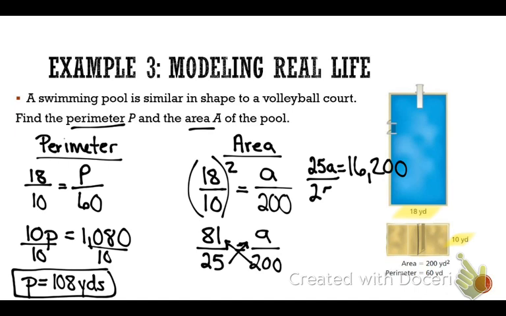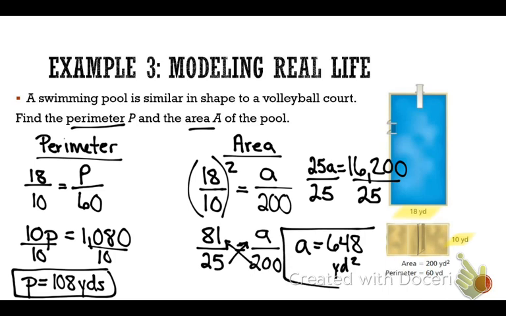Divide both sides by 25. And the area equals 648. What's my label? Square units. Square yards, or yards with an exponent of 2. Okay, guys, so if you understand that, that is everything you need to know for these sections.